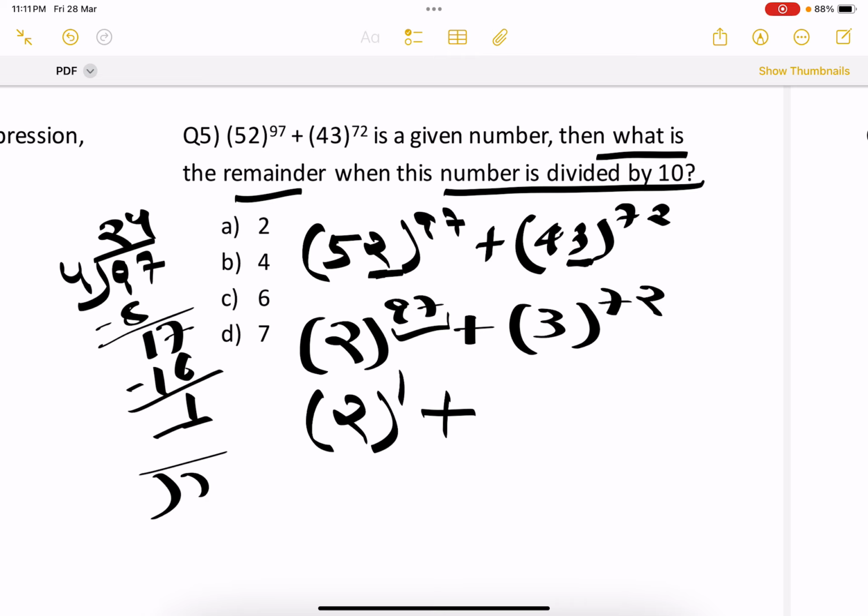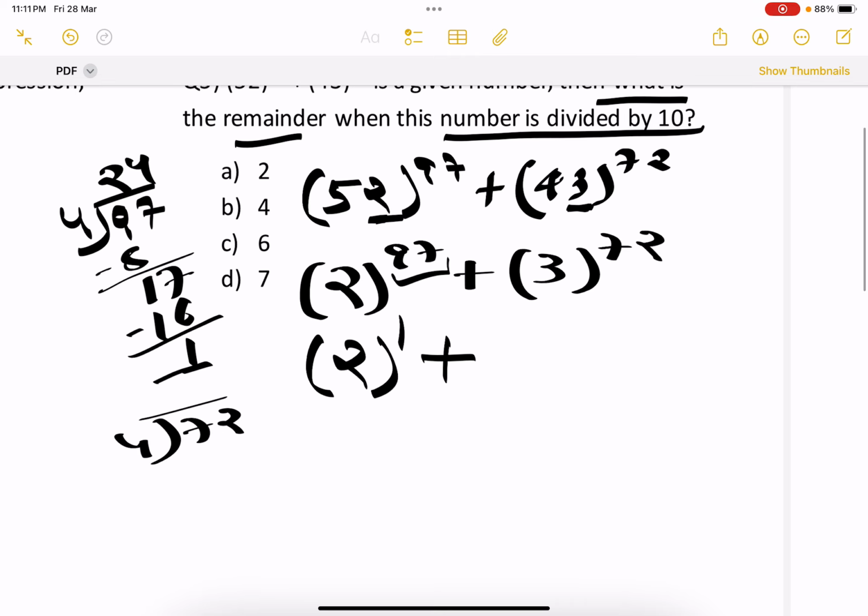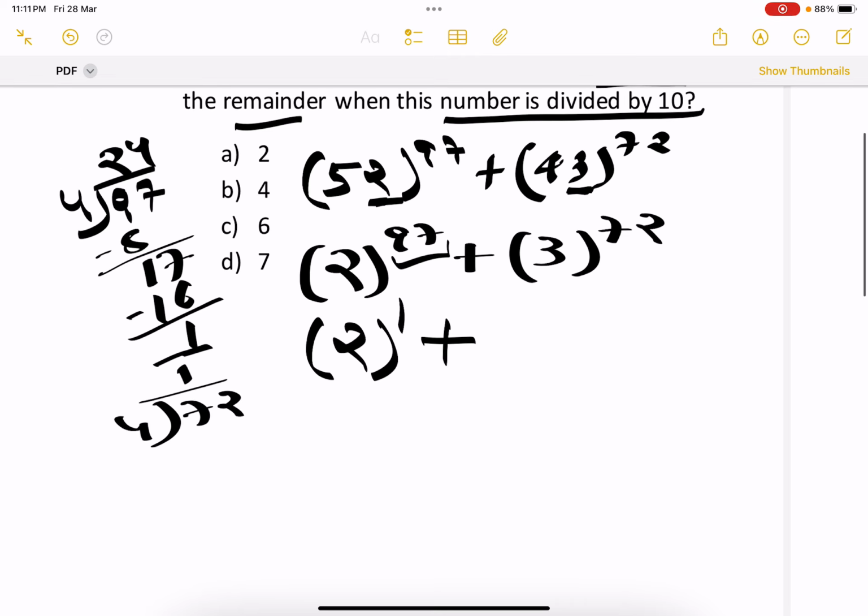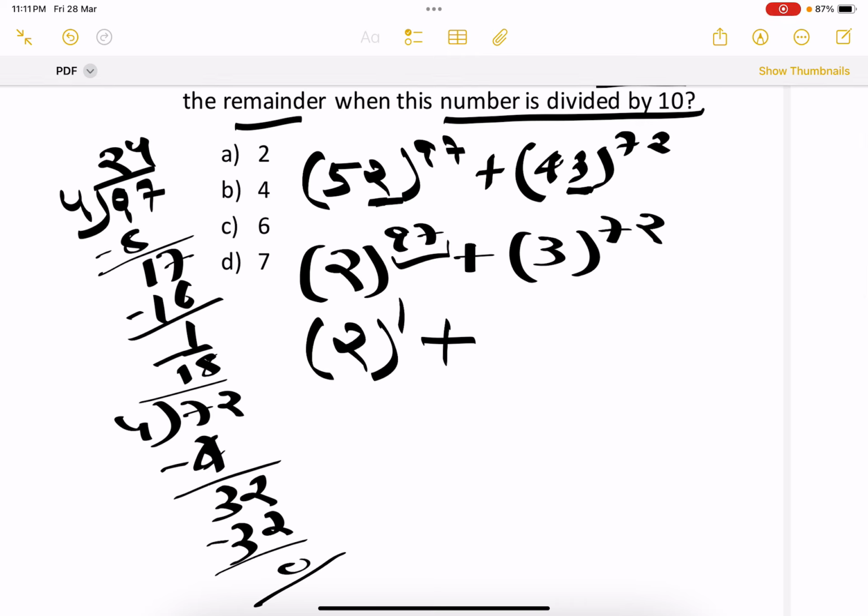Similarly, we'll divide 72 by 4. Okay, so 4 into 18 is 72. So this number has completed all the cycles of 4 and the remainder is 0. So whenever remainder comes as 0, then we give the number the power same as 4. So you remember one concept, that whenever you have greater powers, you divide those powers by 4.